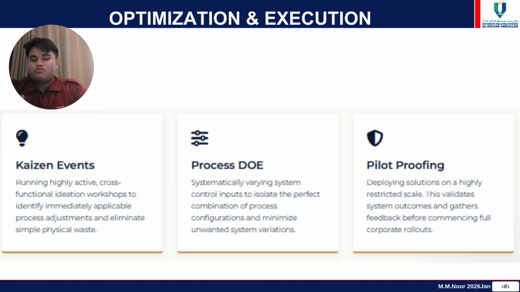To optimize execution, we utilize Kaizen events. Kaizen events are cross-functional workshops to quickly deploy simple process changes and remove physical waste. Next, process DOE. Process DOE is systematically adjusting inputs to find the perfect configuration that minimizes system variation. Lastly, pilot proofing. It is deploying the solution on a highly restricted scale to validate outcomes and gather feedback before rolling out across the entire company.